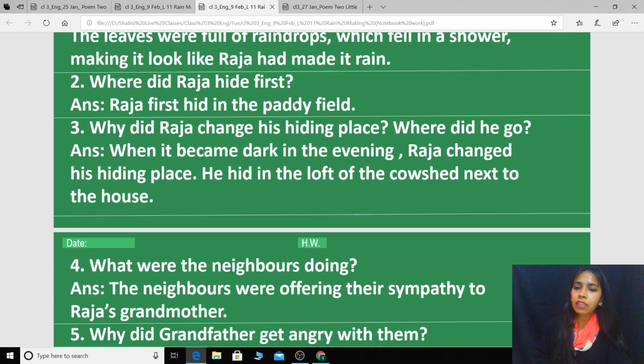Where did Raja hide first? Raja first hid in the paddy field. Why did Raja change his hiding place? Where did he go? When it became dark in the evening, Raja changed his hiding place. He hid in the loft of the cowshed next to the house, right?